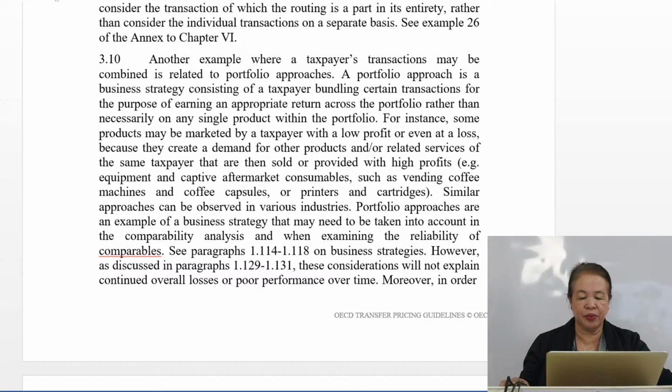However, as discussed in paragraphs 1.129 to 1.131, this consideration will not explain continued overall losses or poor performance over time. So, moreover, in order to be acceptable, portfolio approaches must be reasonably targeted as they should not be used to apply a transfer pricing method at the taxpayer's company-wide level in those cases where different transactions have different economics, logic, and should be segmented.